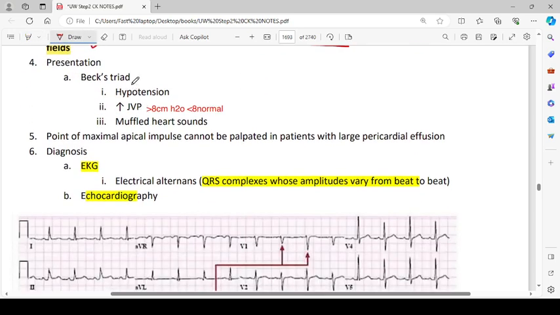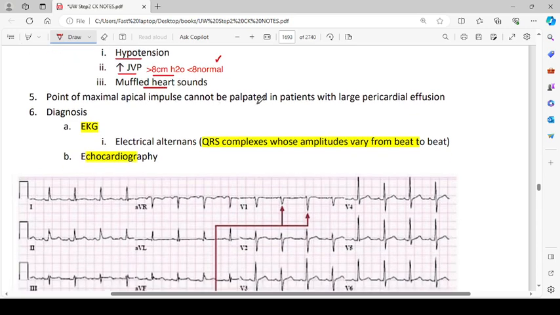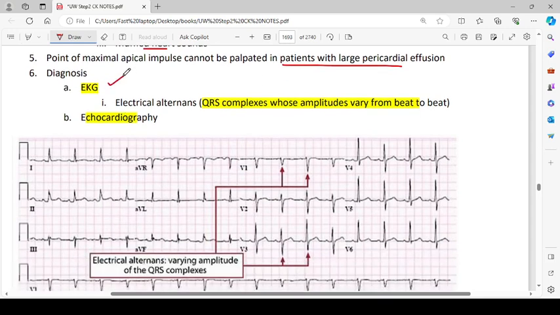Okay. Presentation is Beck's triad. Beck's triad includes hypotension, increased jugular venous pressure of more than 8 centimeters (less than 8 is normal), and muffled heart sounds. The point of maximal apical impulse cannot be palpated in patients with large pericardial effusion. The diagnosis is done with EKG.